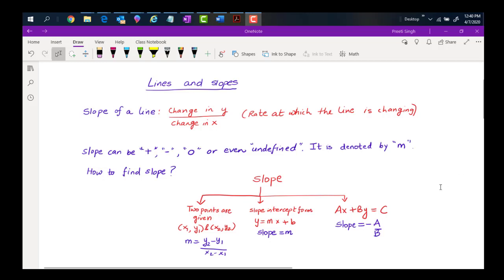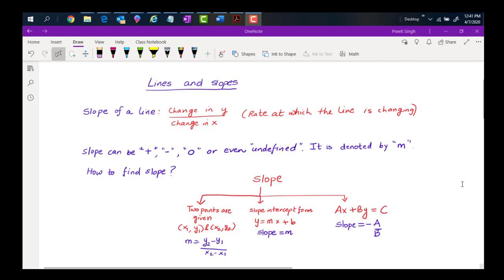I'm going to go over this topic of slopes, how to find the slope of a given line. The slope of a line is defined as the change in y, how the line is changing, how steep it is, with respect to x. It can be positive or negative. If the line is going up, it's positive. If a line is going down, it's negative, or it can be zero or undefined.